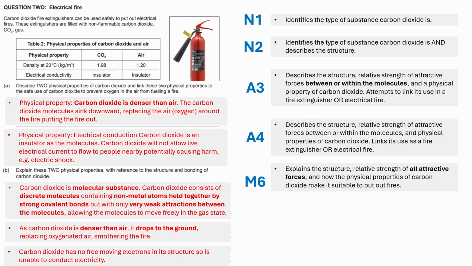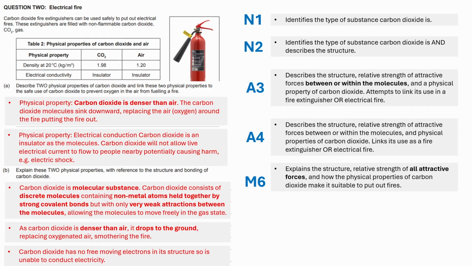To get an M6, the difference here for the merits is you need to give the relative strength of all of the forces. So you need to have really done this third paragraph here completely. You have to say there's very weak attraction between the molecules, but they're held together by strong covalent bonds, the atoms within the molecules.